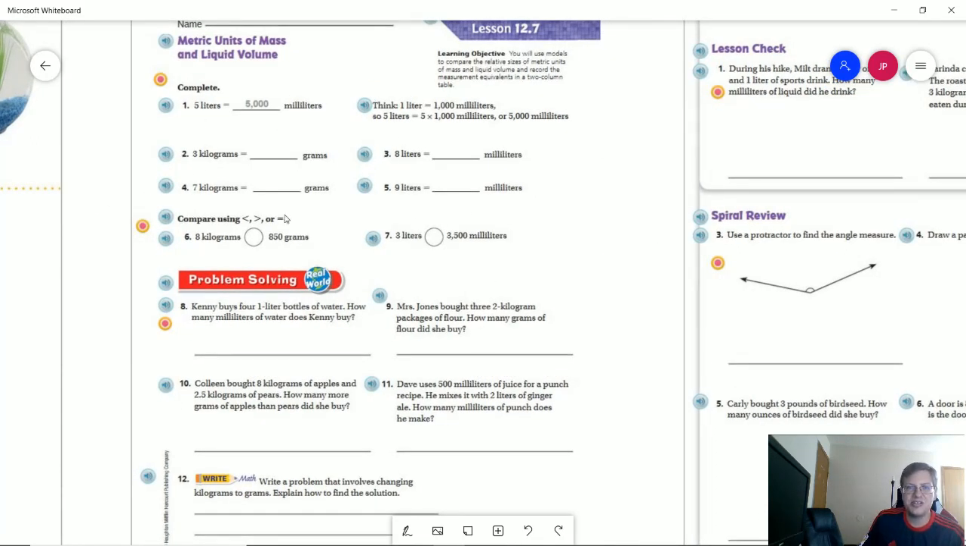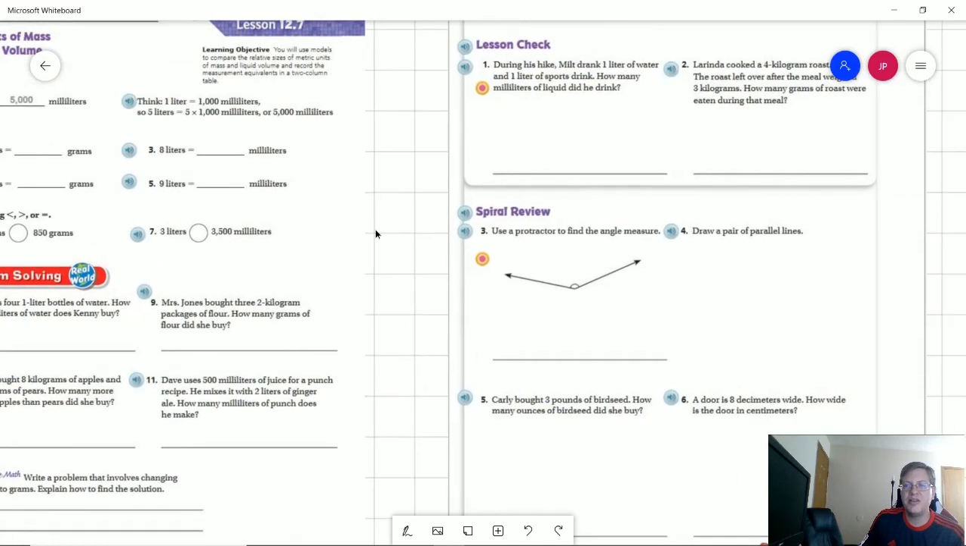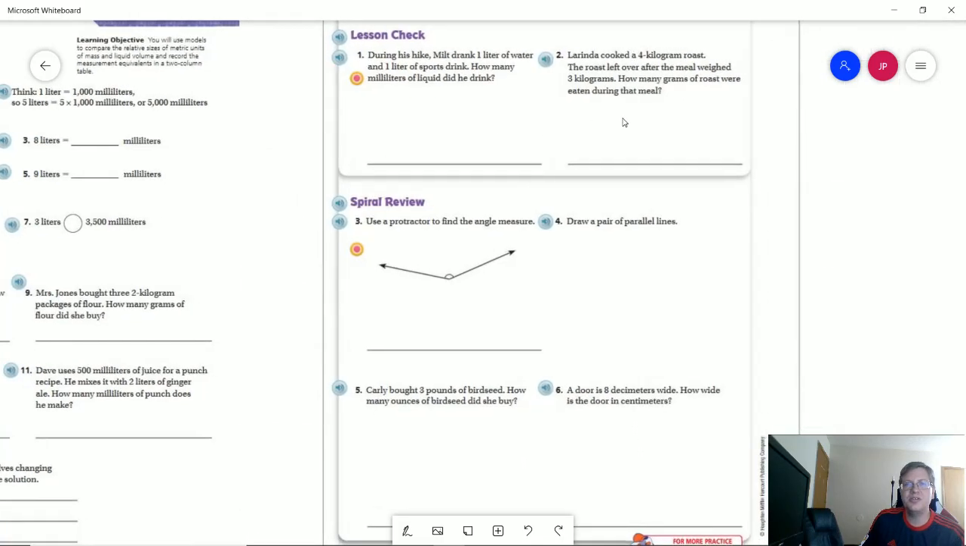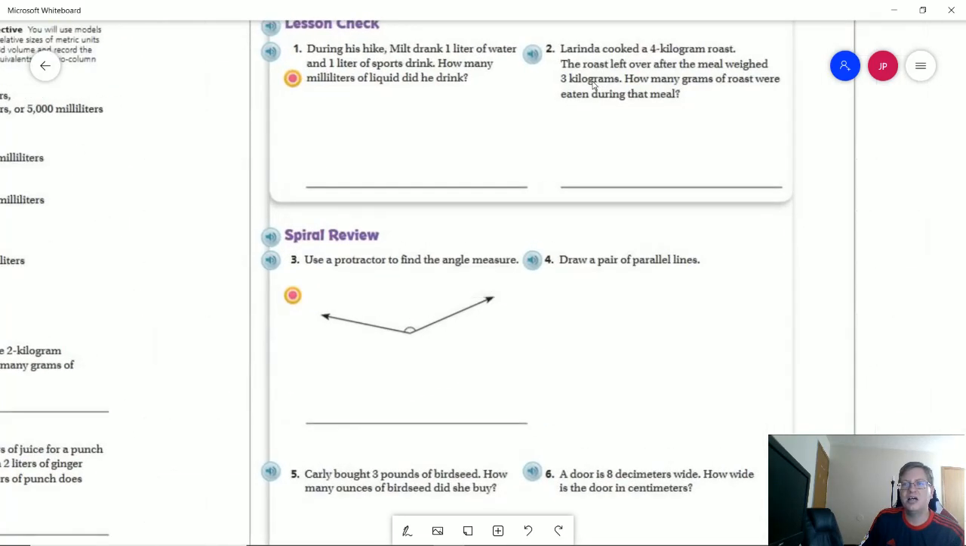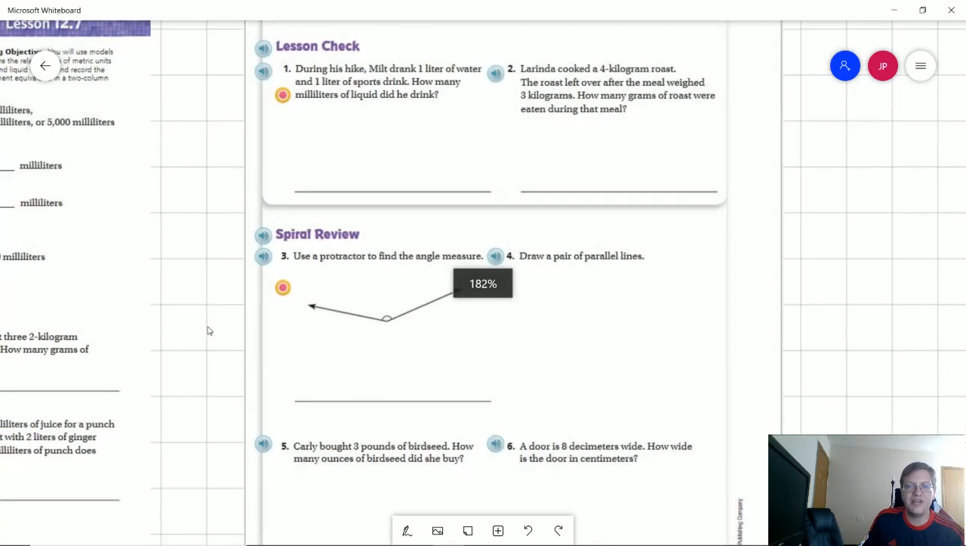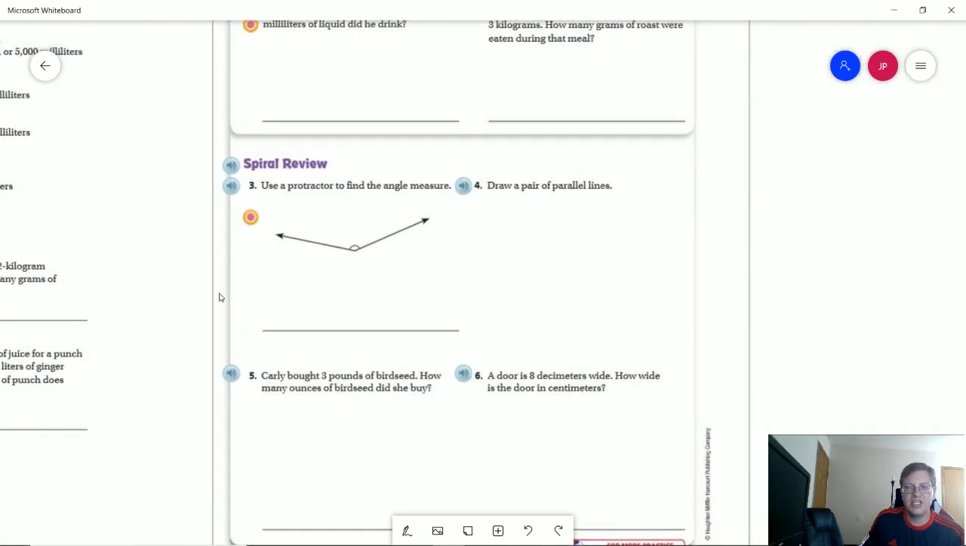And so everything else is just a simple conversion, or we are converting kilograms to grams here to compare. We're converting liters to milliliters to be able to compare here. On the back, number 1 and number 2, we are going to add both of these together and then change it to milliliters. This one we're going to have 3 kilograms left over, and so we are going to take this number, subtract here, and say how many grams are left over. And then the rest of these, I actually like all of these. So these should all be pretty self-explanatory.